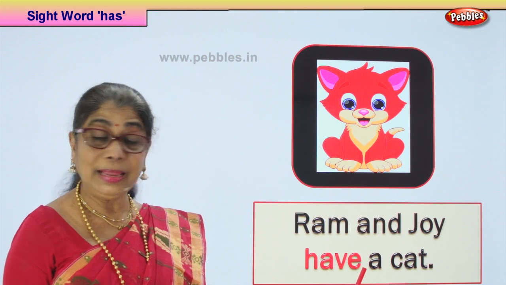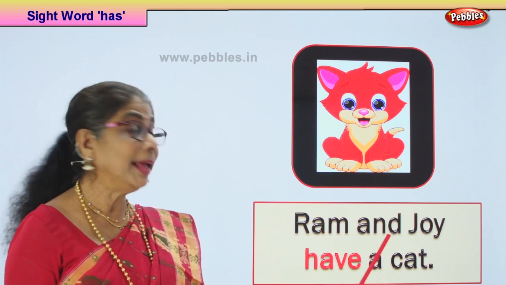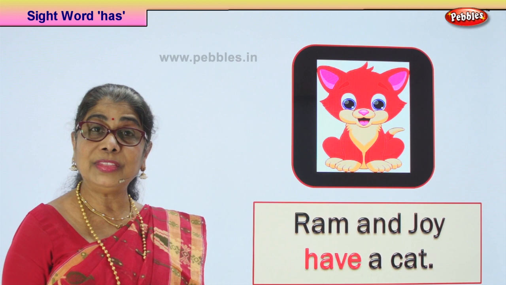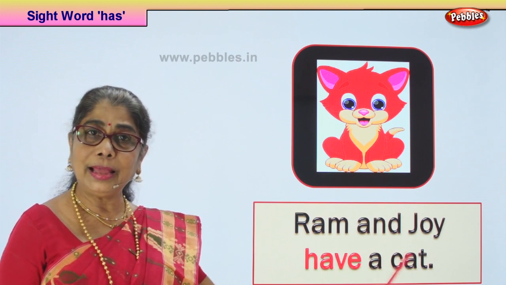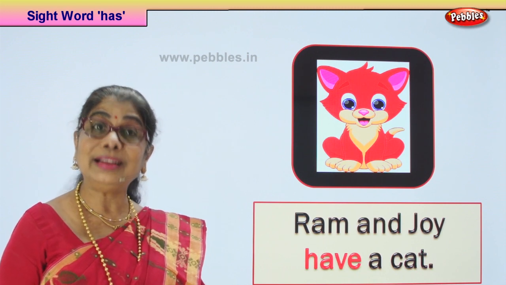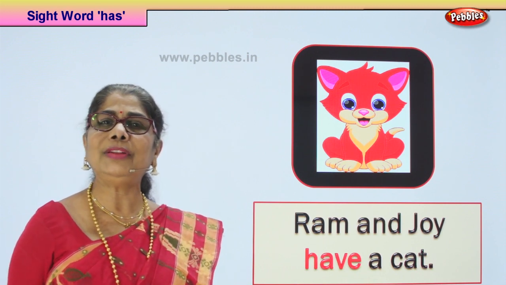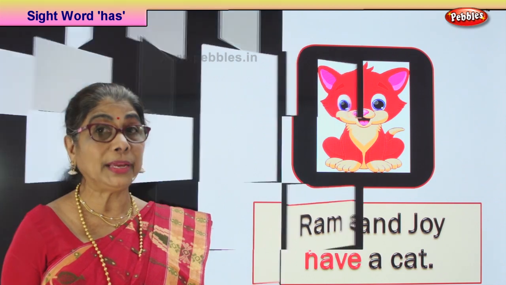Read it with me. Ram and Joy have a cat. Very good. You learn to read the sentence. Ram and Joy have a cat. Very good. Shall we look at another picture?